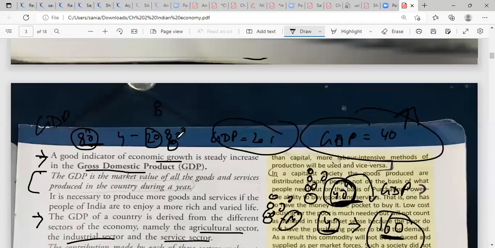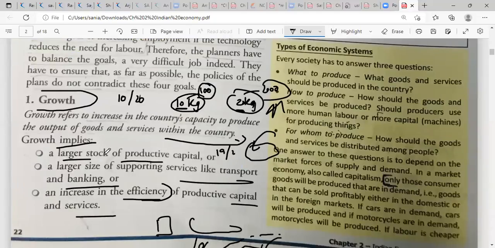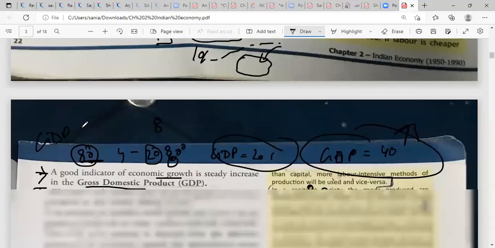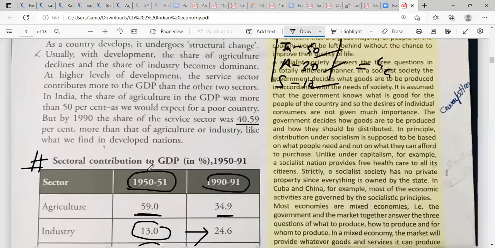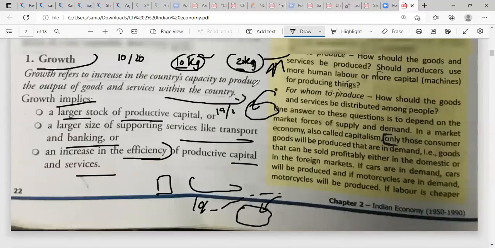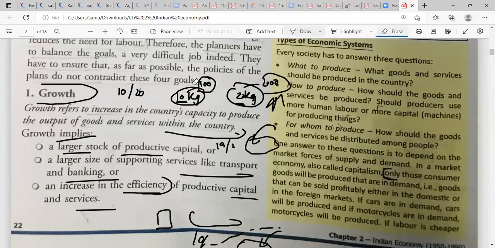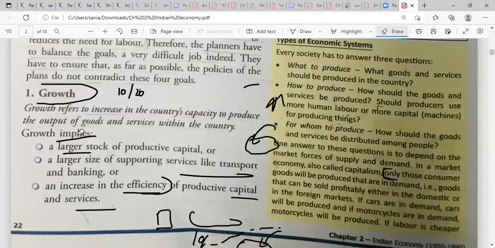So first point you will write growth, then this, then this. Then you're going to write the definition of GDP, then this point. Then you're going to draw the table. Clear? Okay, I got it. Both the girls got it? Yes, ma'am.